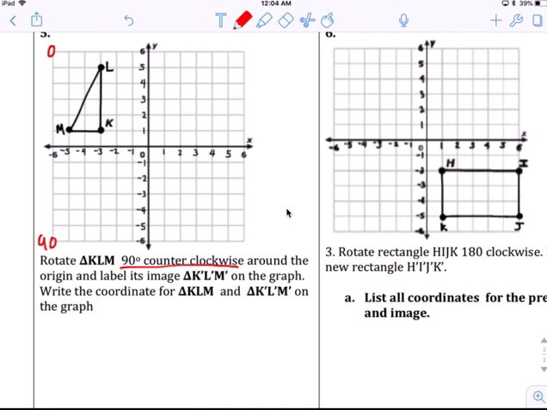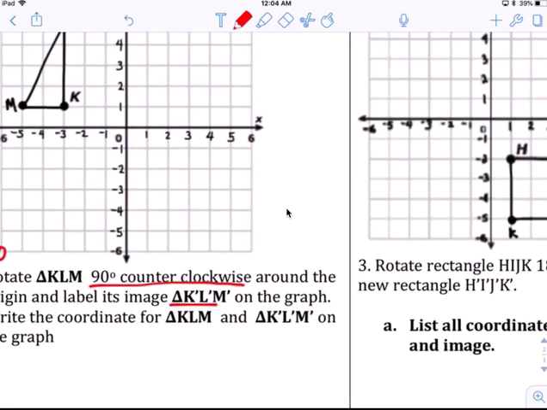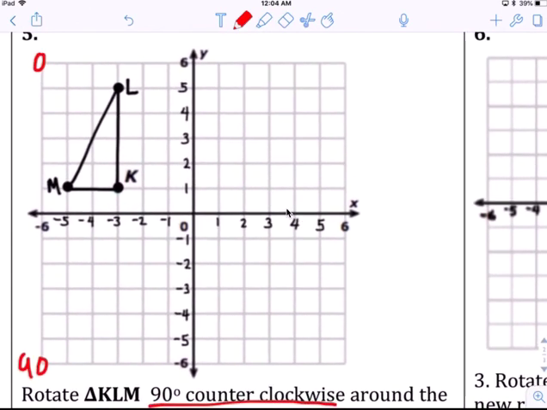Around the origin and label it K prime, L prime, M prime on the graph. Write all the coordinates of KLM and K prime, L prime, M prime on the graph. So we want to write, okay? The coordinates here is negative 3, 5. And this here is negative 3, 1. This here is negative 5, 1.